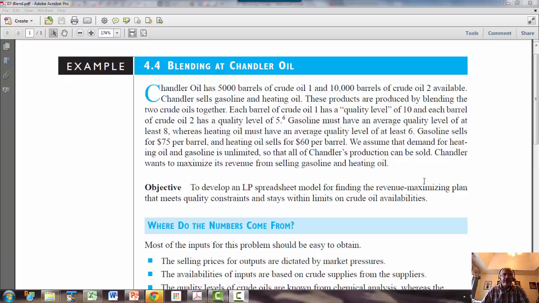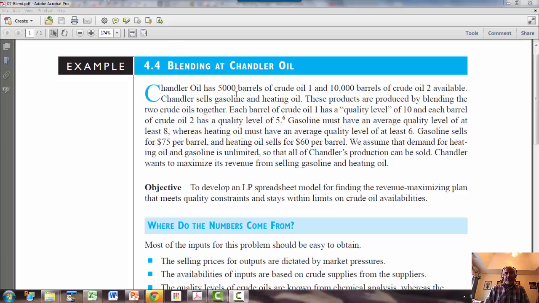The next problem we're going to discuss is called the blending problem. Here we have a set of ingredients, and we're going to mix those ingredients in different proportions to produce a list of products. There may be some constraints within the production process itself, and usually this will be a cost minimization problem, but it could be a profit or revenue maximization problem as well. So let's look at the problem.